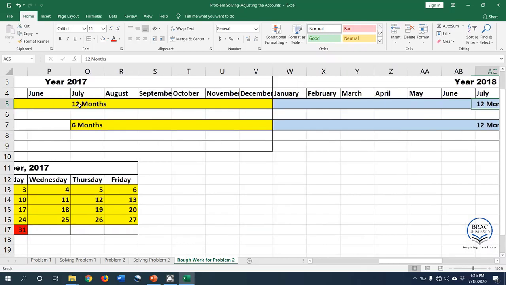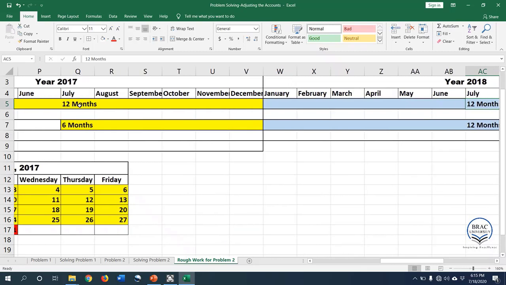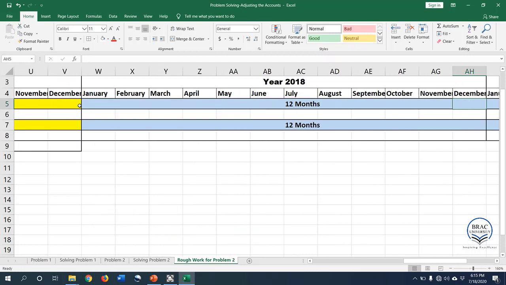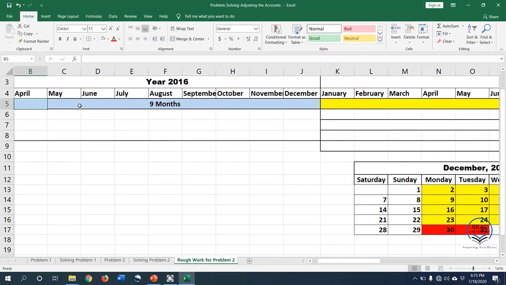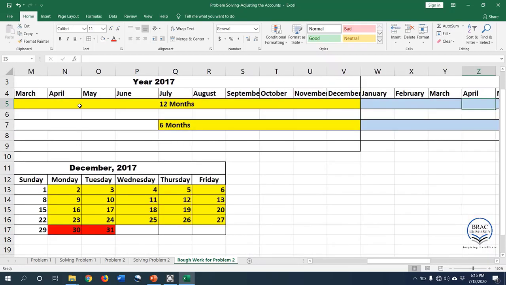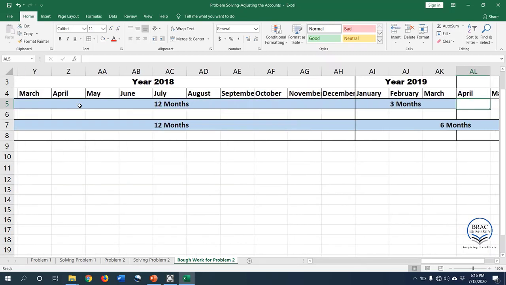Then next year it will also cover 12 months, and the next year it will also cover 3 months. Why 3 months? Because first 9, 12, 12, then 3. If we add all the 4, we will get 36 months. So this insurance policy will cover 36 months. It will start with April 2016, and this coverage will end on March 2019.